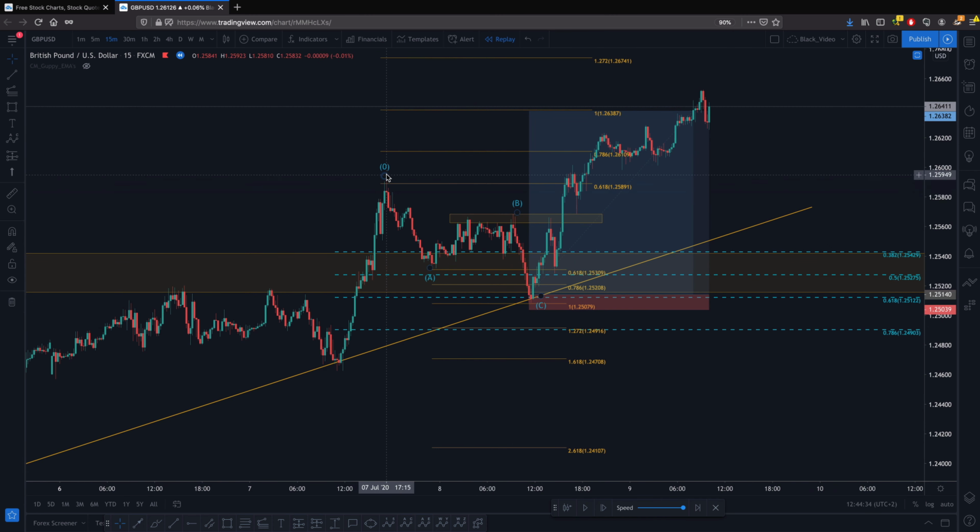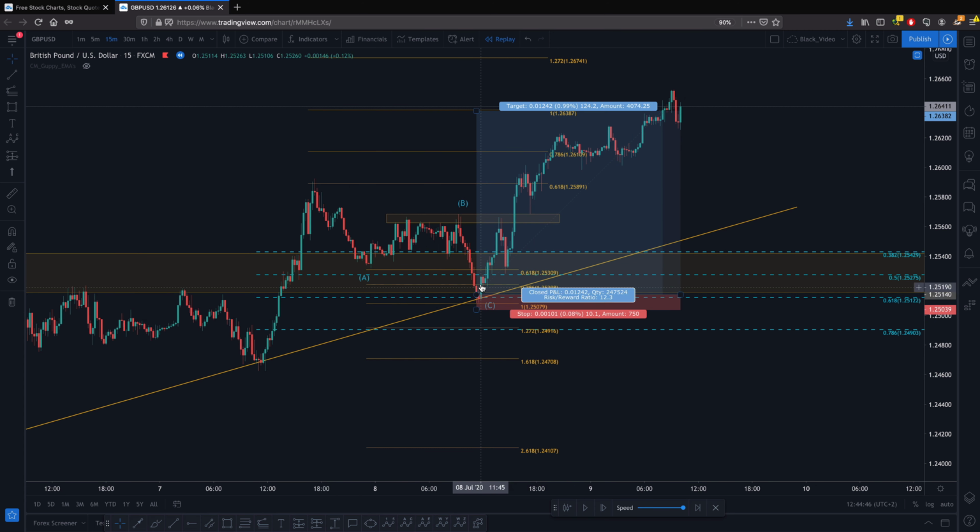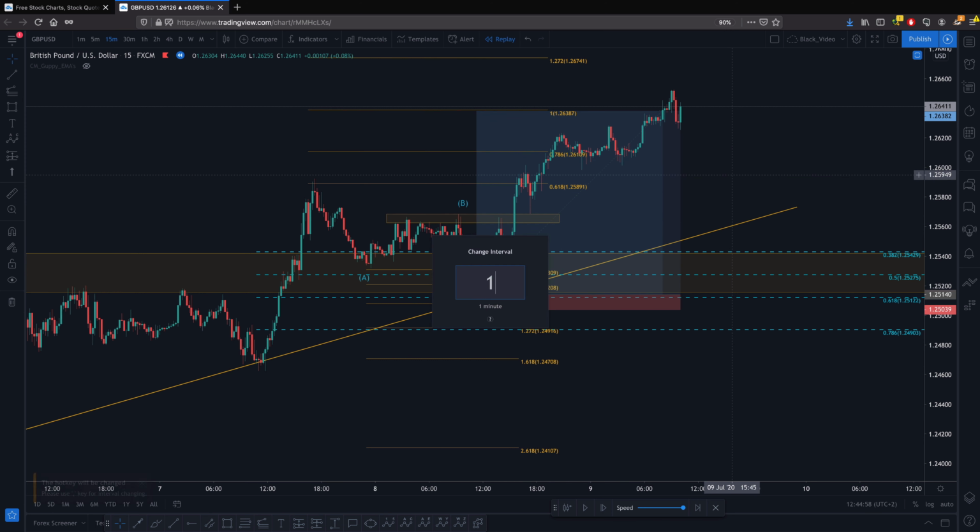We got the impulsive breakthrough through resistance. Then we got the ABC correction to the 61% Fibonacci level and the trend line, and got rejected from the trend line on the 5-minute chart. You can see there's also a nice bullish candle. Then we made higher highs and higher lows, so the trend was continuing, got rejected from this small resistance area, and then I hit take profit.